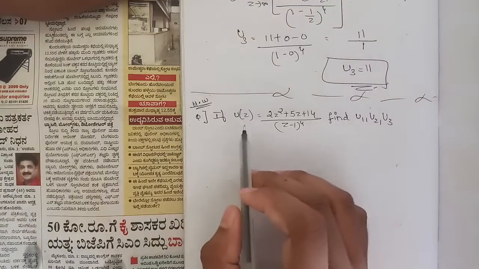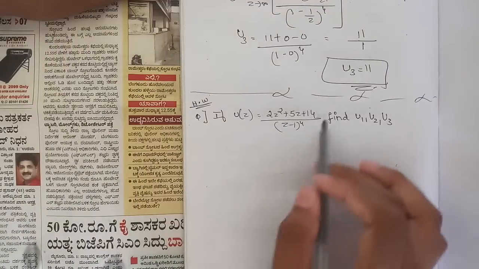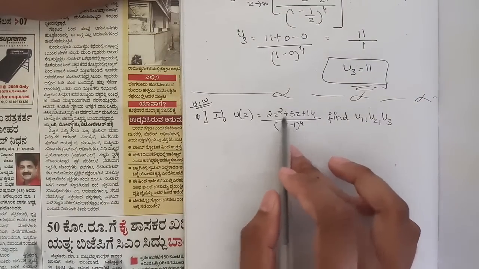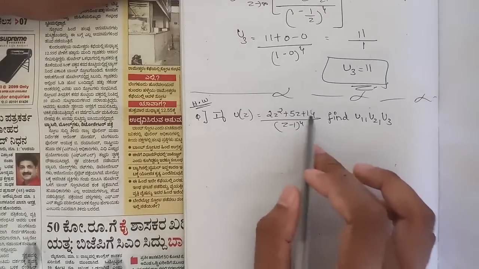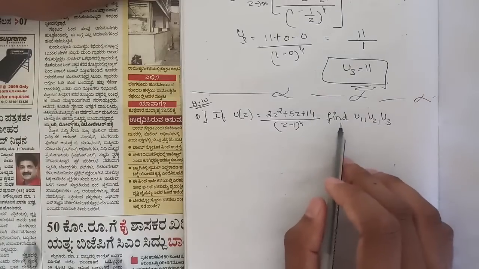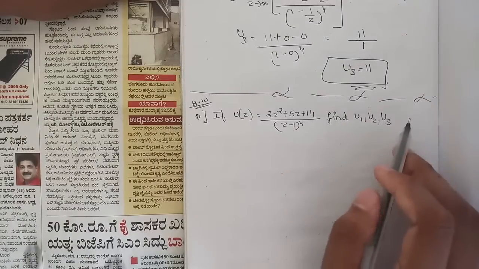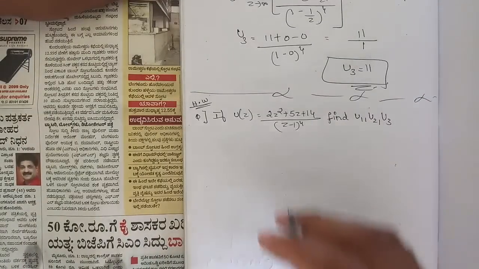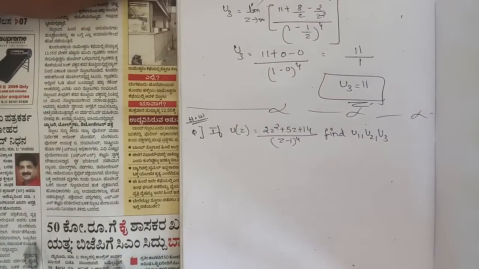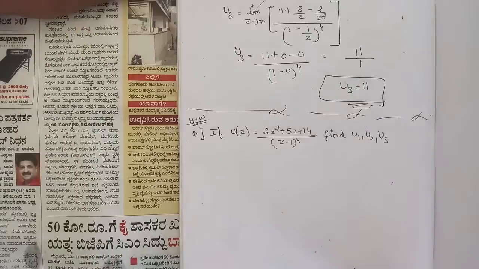Okay, the problem is if u of z is equal to, these things change. Denominator remains the same, 2z square plus 5z plus 14 divided by z minus 1 whole to the power 4. In this case we need to find u1, u2 and u3. I've solved one problem similar to this one. So please refer to that problem and try to solve this problem.